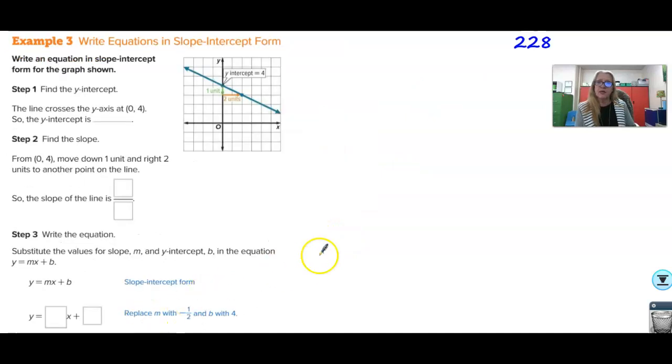Okay? So here's another example. The first thing you want to do is find the y-intercept. Here's 0, and it crosses at 1, 2, 3, 4. So the y-intercept is 4. What's the slope? Traveling from the left point to the right point, you go down 1 and right 2. So the slope is negative 1 half.